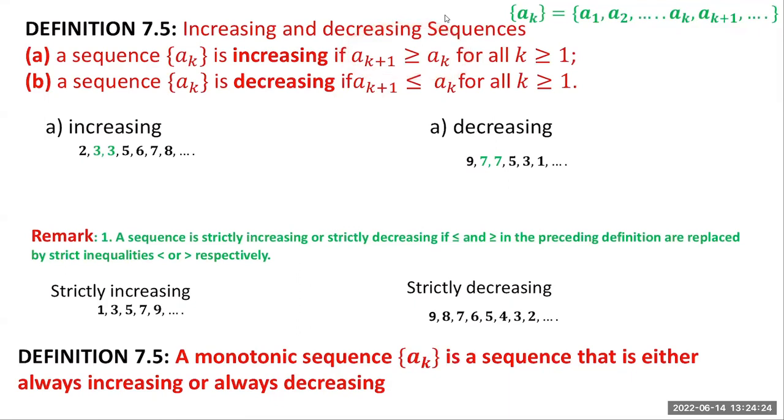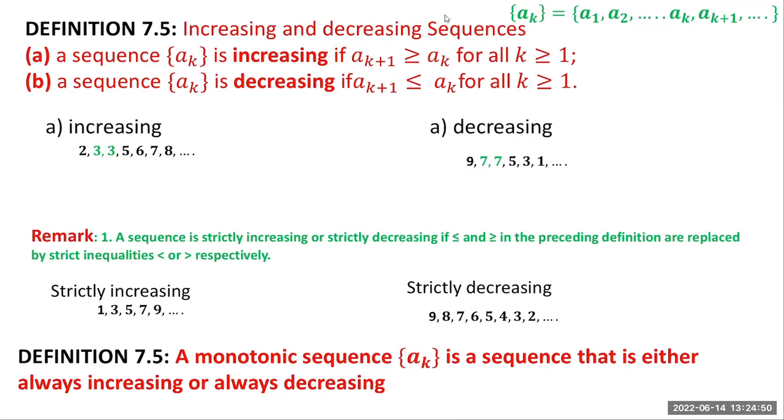And then here is the definition of a decreasing sequence. A sequence a_k is decreasing if a_(k+1) is less than or equal to a_k for all k greater than or equal to 1. Okay, that means any term is less than or equal to the previous term. If any term is less than or equal to the previous term everywhere in the sequence, then we say that it's a decreasing sequence.